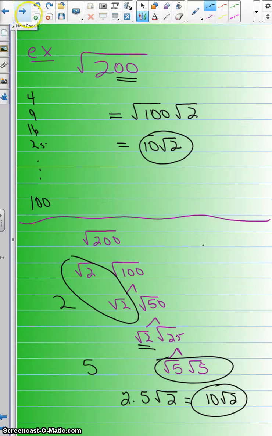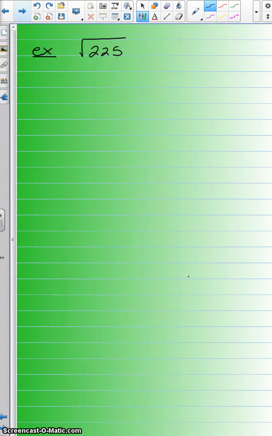Okay, hopefully that's what you got when you did your problem. Now we're going to do another one. I have the square root of 225. I would like you to pause and see if you can come up with the answer for the square root of 225. If you didn't recognize this as being a perfect square, it is 15 times 15, so your answer should be 15. But as I said, if you didn't recognize it, then let's see what we can do with this.